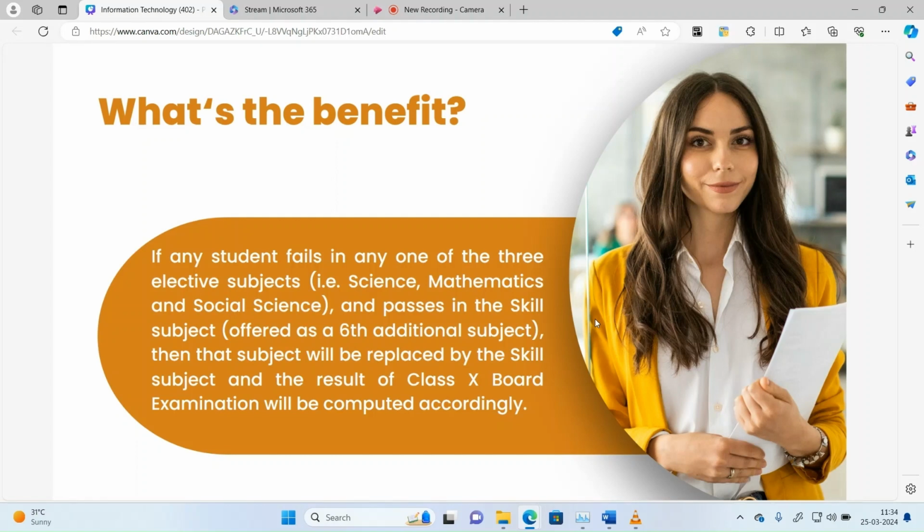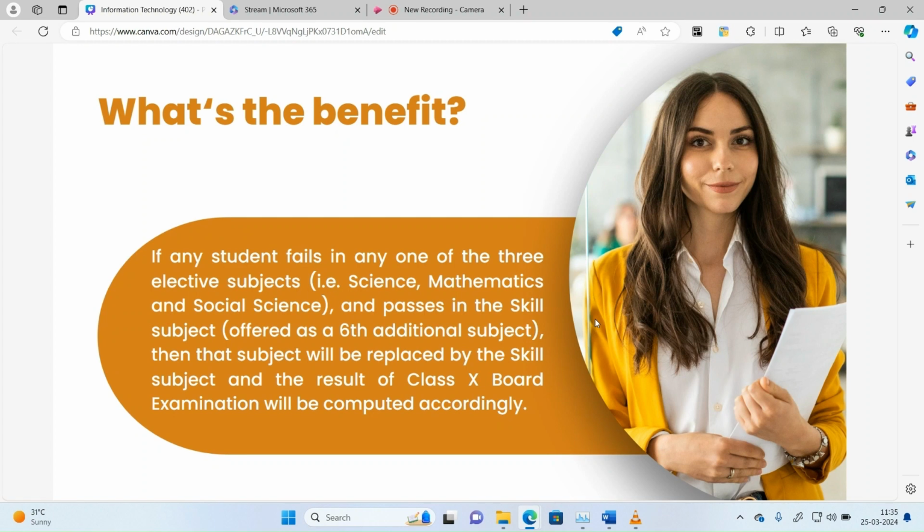Now let's see what CBSE says. If any student fails in any one of the three elective subjects, that is science, mathematics and social science, and passes in the skill subject offered as a sixth additional subject, then that subject will be replaced by the skill subject and the result of class 10 board examination will be computed accordingly. These are the exact words taken from the CBSE's portal, which I will show you later.